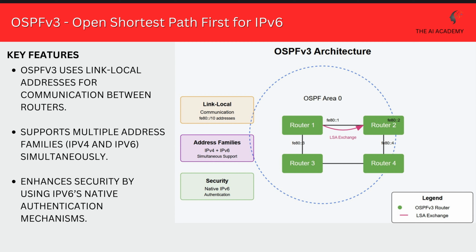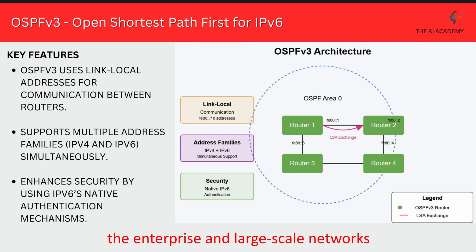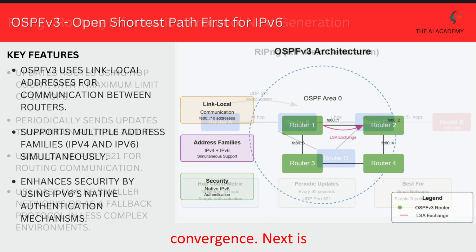The key features are: OSPFv3 uses link-local addresses for communication between routers. It supports multiple address families, IPv4 and IPv6, simultaneously. It also enhances security by using IPv6's native authentication mechanisms. The use case may be enterprise and large-scale networks that require efficient routing with rapid convergence.